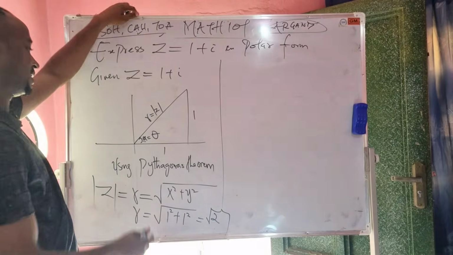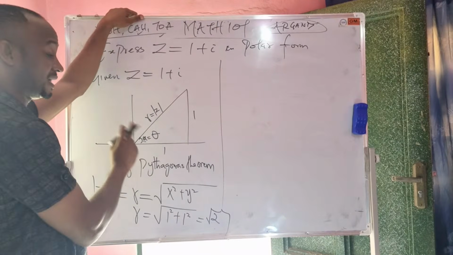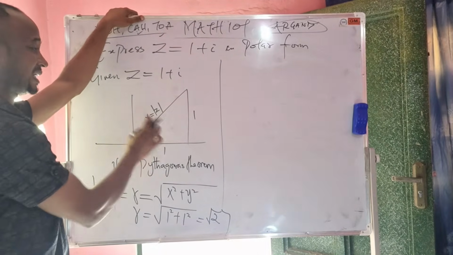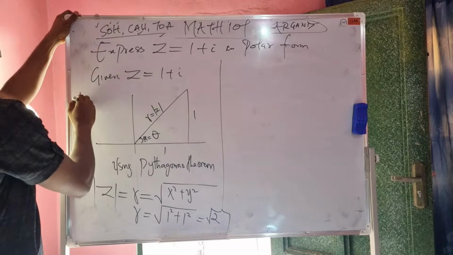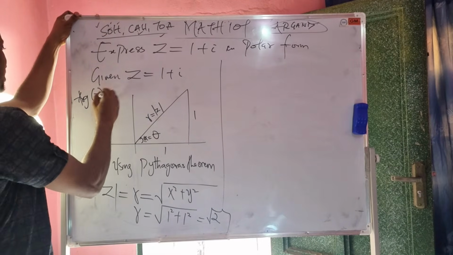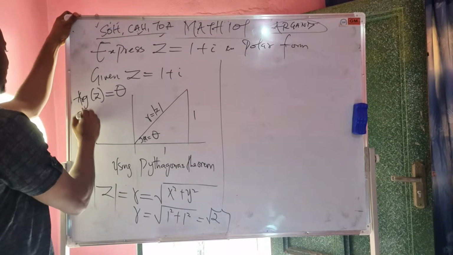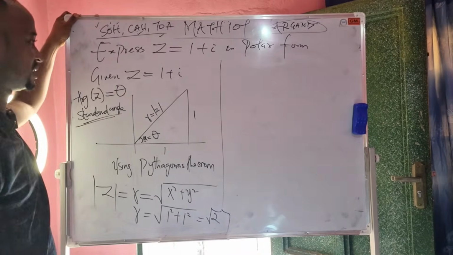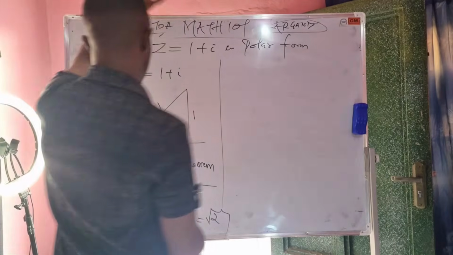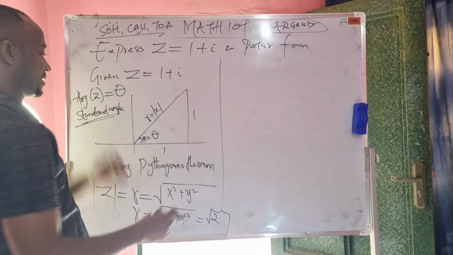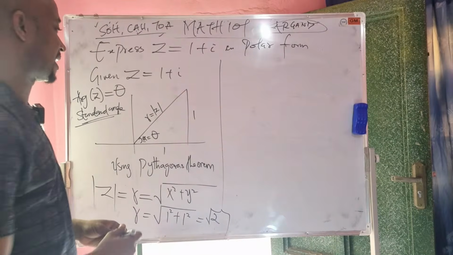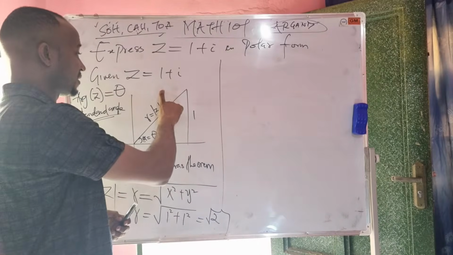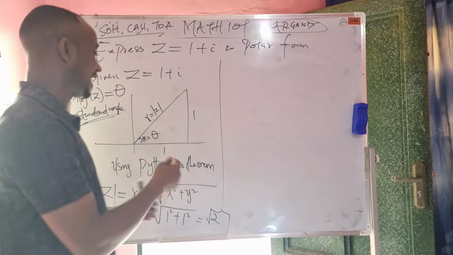The next is to find the argument or the reference angle first. The argument of z is the same as your standard angle. Don't forget, your argument of z is equal to theta, which is the same as the standard angle. Please take note. So let's go. Now, like I said, since this falls in the first quadrant, I can use any of the three functions. I can use sine, I can use cos, I can use tan, because it falls in here where all are positive. Because the angle here is called what?